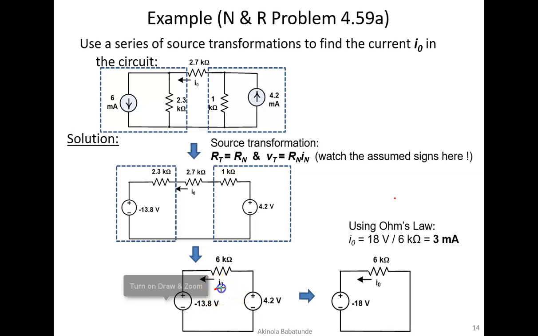If you apply KVL here, and then we have our flow of current this way, this is what we are going to have. Let's say we're traversing 4.2 volt on the positive end, so 4.2 is going to have a positive sign. And then if we are traversing from negative upward here, this becomes minus, and then we open a bracket. The value of that voltage is minus 13.8 volts.